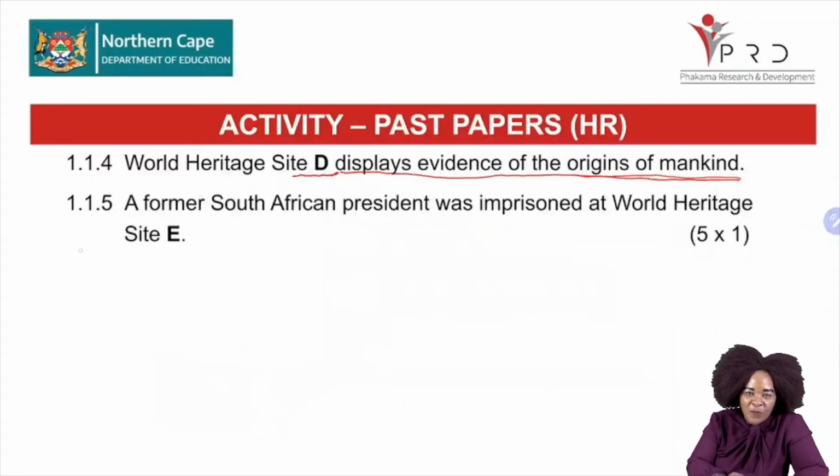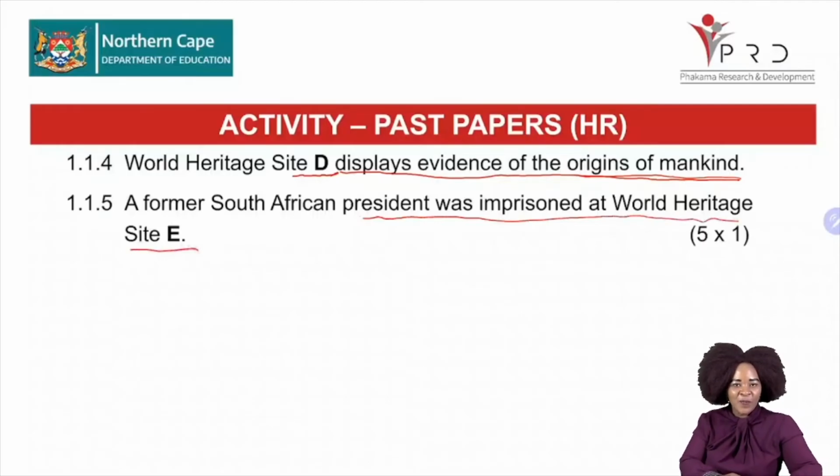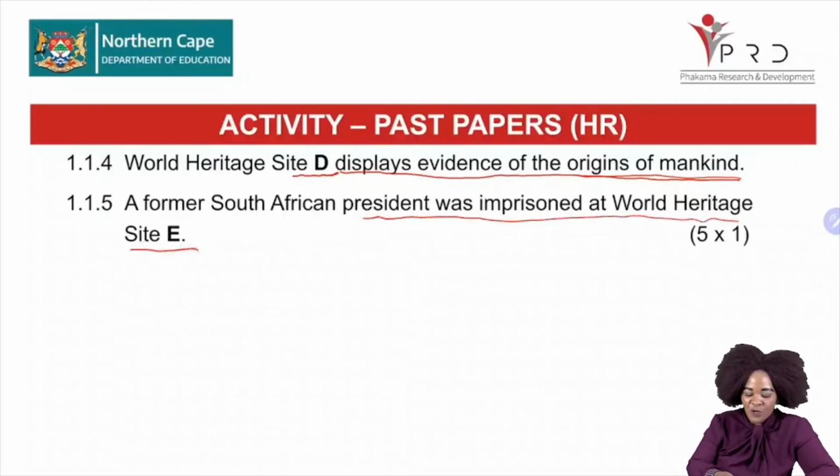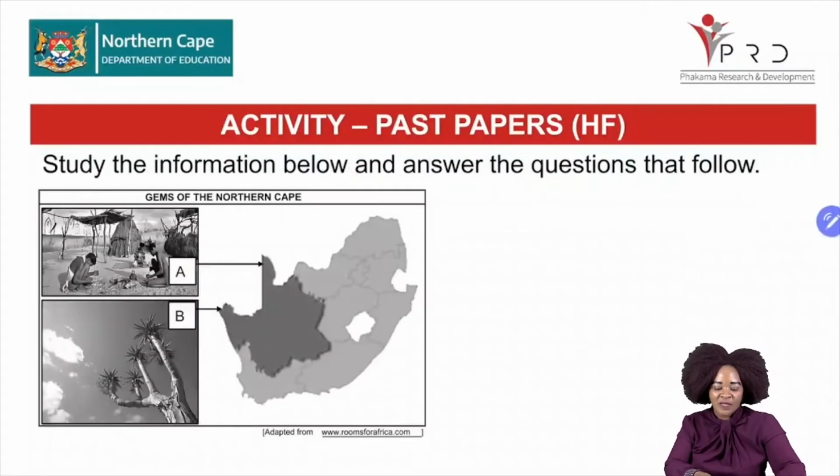In 1.1.5, a former South African president was imprisoned at World Heritage Site E. What is the name of that World Heritage Site? So I want to believe that you got that 5 marks, grade 12 learners, because this was such an easy exercise for you to get all these answers. 5 marks is a lot in your question papers. It is very important that you make sure that you get all the answers.